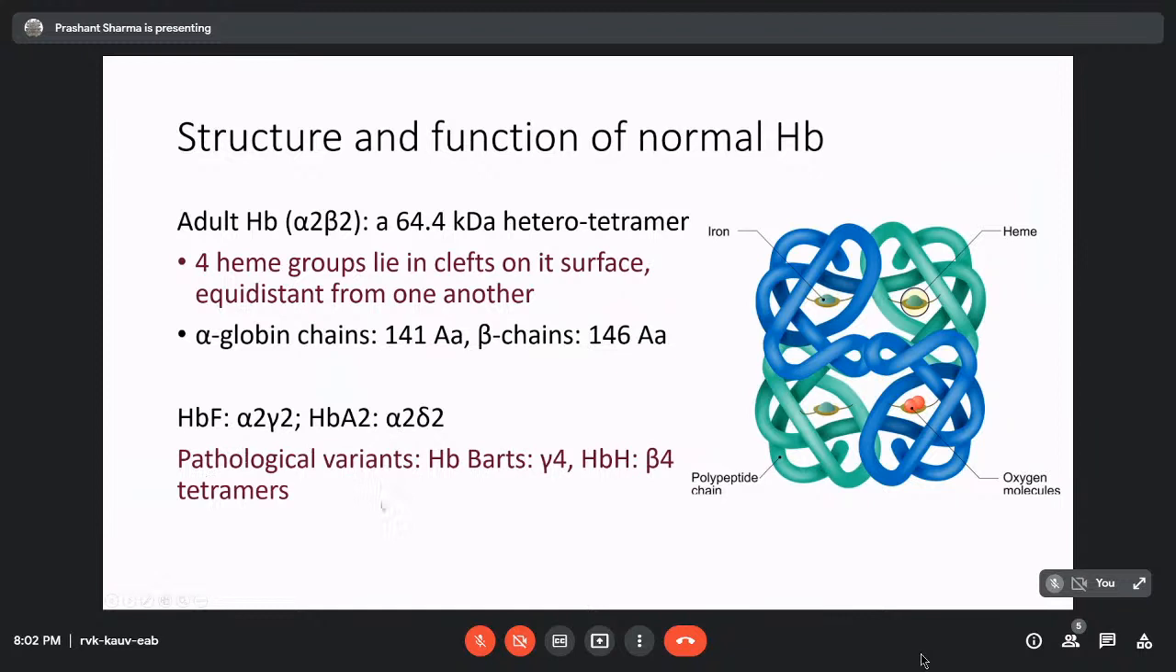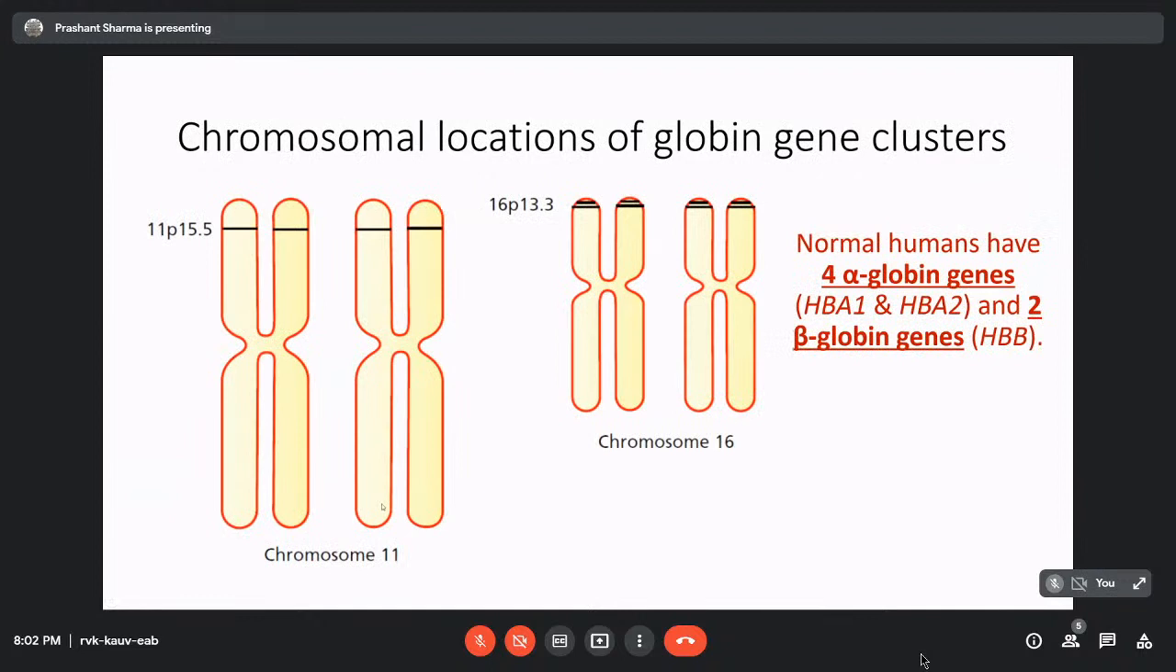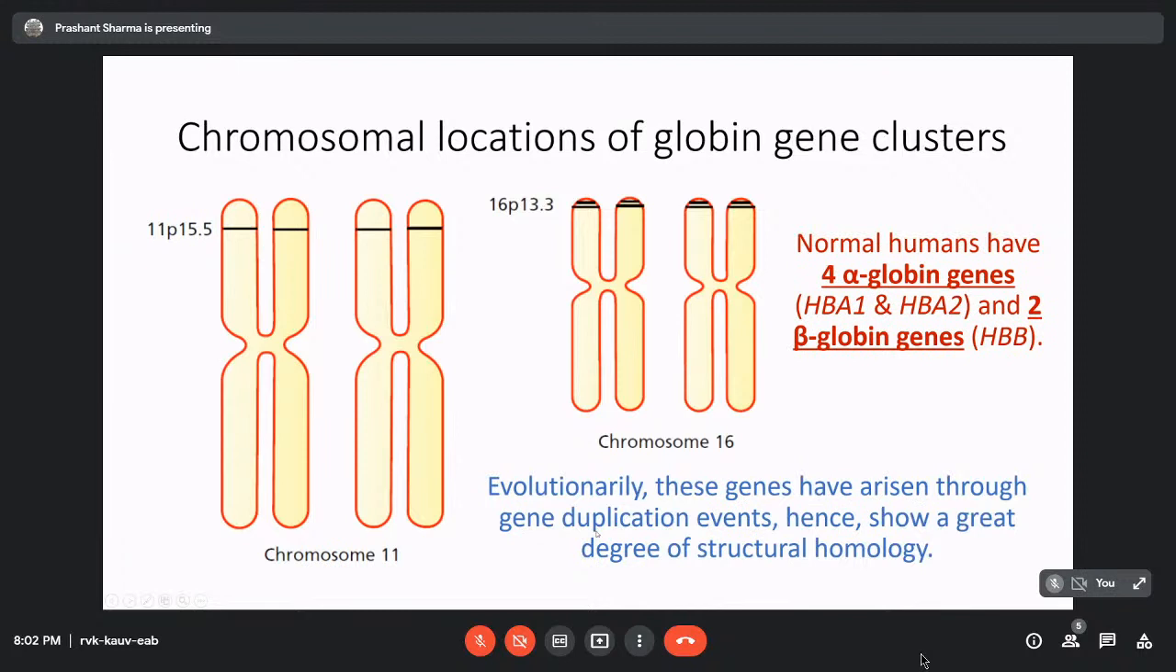So the chromosomal locations of the beta globin as well as the alpha globin gene clusters are important. When you have a gene that's arisen over time by duplication, you're going to have a gene family. So the beta globin gene cluster is located on chromosome 11 on its short arm, and the alpha globin gene cluster, there are two alpha globins per chromosome 16 of the human being. So these are located two on each arm of chromosome 16. And I've already told you that evolutionarily these genes have arisen by duplication of one another, and therefore they look a lot alike on sequences.